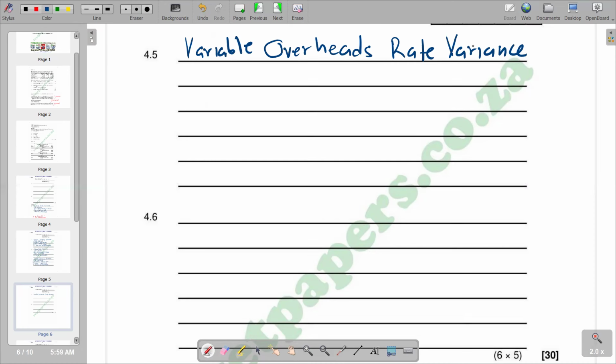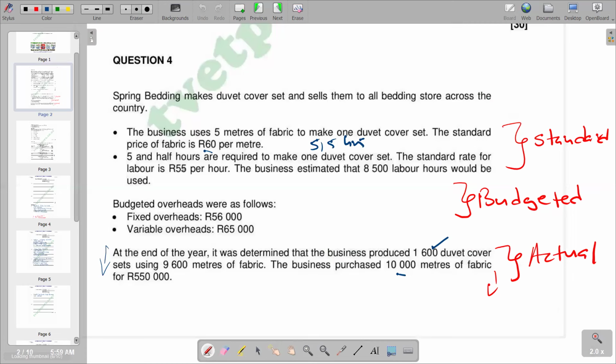We first put our formula, whereby you're going to say standard rate minus actual rate. The answer that we get is multiplied by actual time. So you go to the question and try to find out about the standard rate. We go to where we put the standard information, and we now know that our standard labor hours are 8,500.